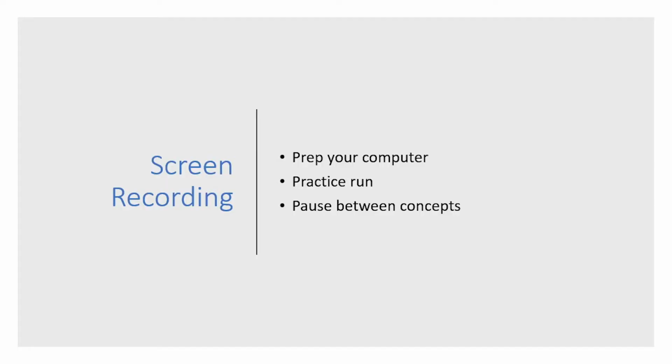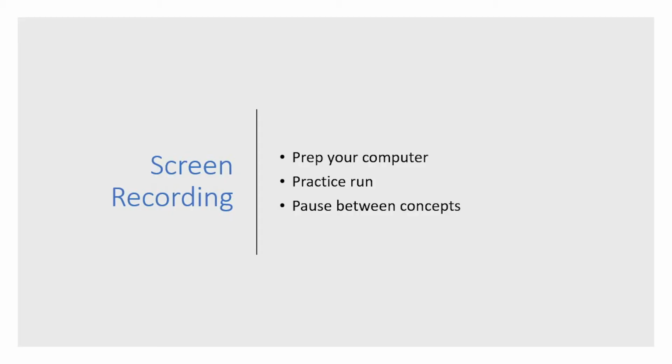For screen recording, first you want to prep your computer for recording by removing any personal or sensitive information and excess files on your desktop. So close any programs that give you notifications, especially email or Slack or anything that's going to pop up with sensitive personal or just distracting information that you don't want in your video.